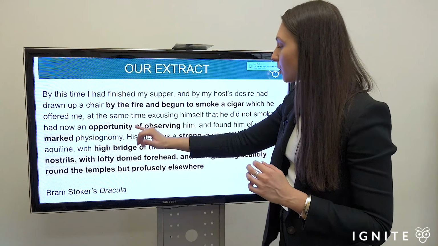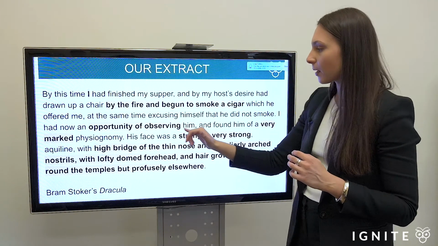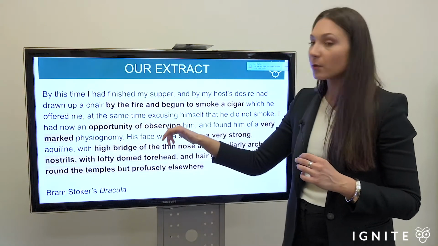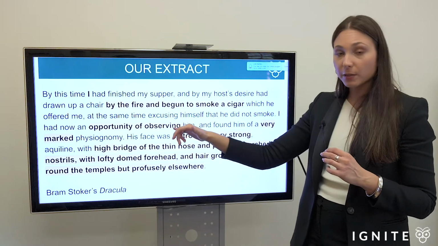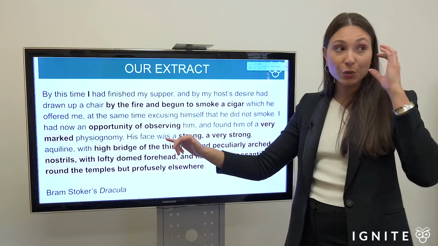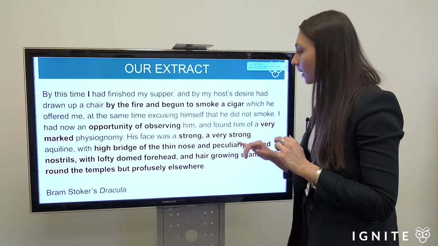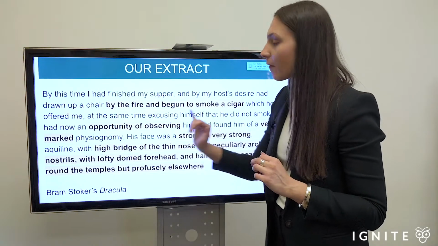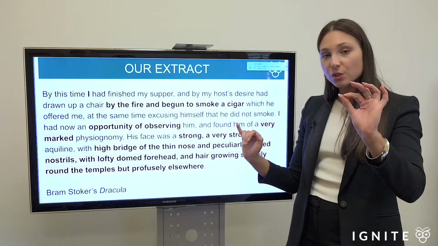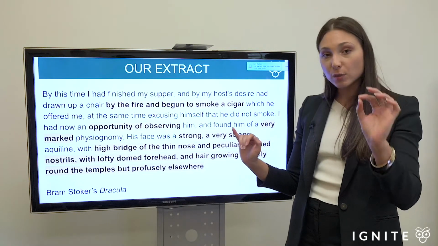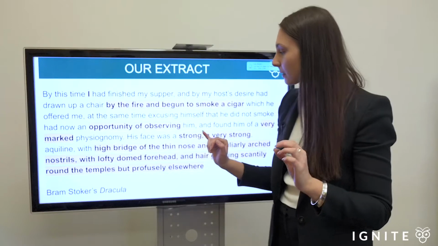I had now an opportunity of observing. Opportunity and observing, the repetition of the O is a form of alliteration, drawing our attention to how astutely Jonathan Harker is watching the Count, and found him of a very marked physiognomy. Very marked, see the assertion in what's being conveyed there and the level of certainty, we call that high modality.